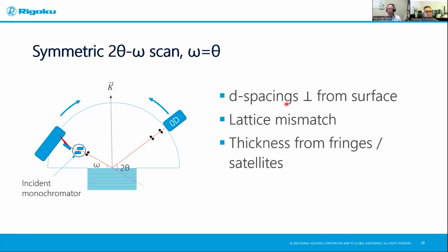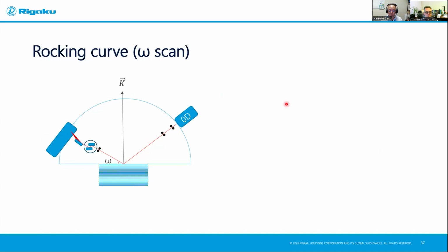So some of the epitaxial films may show thickness fringes or satellite peaks from the multilayers, from the repeated structure. If you see them, you may be able to determine the thickness from the fringes or satellite peaks. Once you figure out the surface perpendicular direction, you can continue doing omega scan.